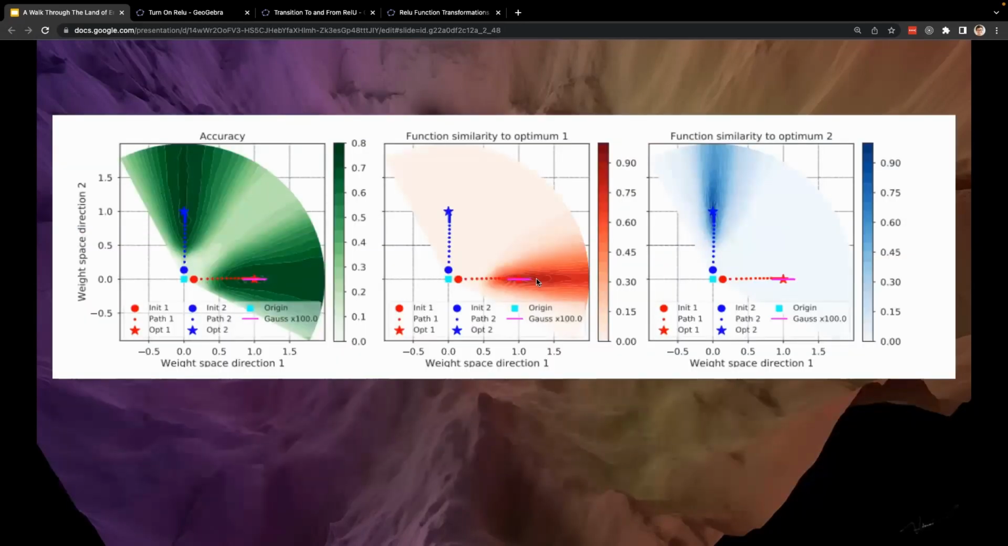But yeah. Okay, so this is also from that same paper, and I thought this was pretty telling. Let's say there's a blue trajectory and a red trajectory, and the green is the accuracy. You can see both of these minima we go into are about as accurate as each other. But if you compare the function similarity between the two optima, of course it's similar to itself, but if you go over here, it's basically the exact same as any other random point.